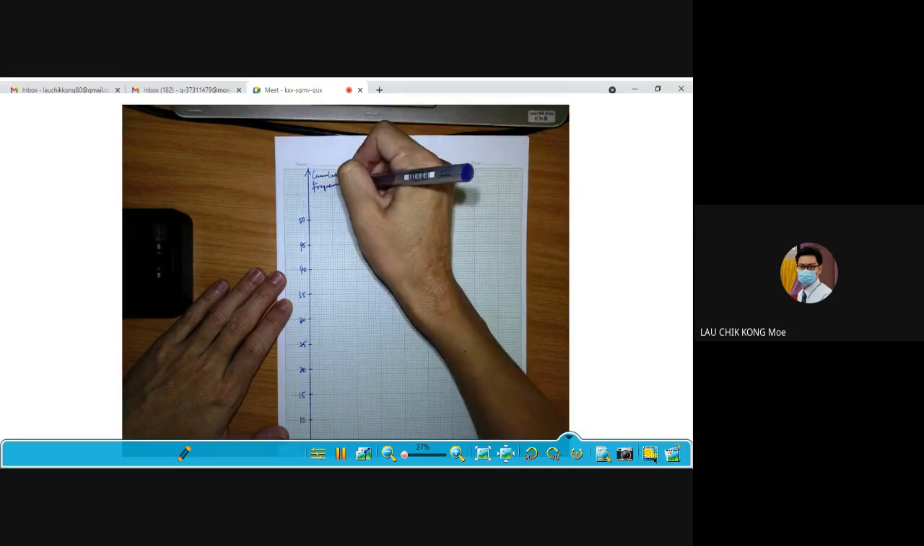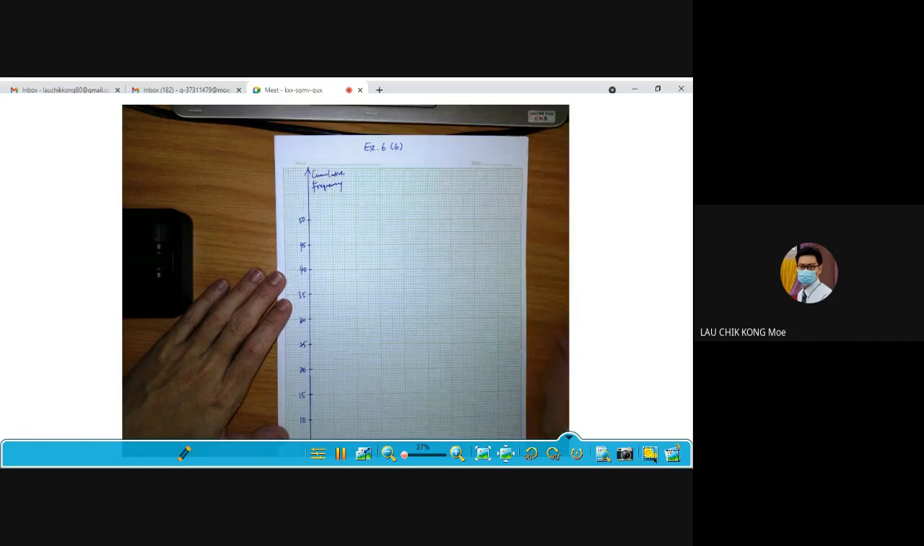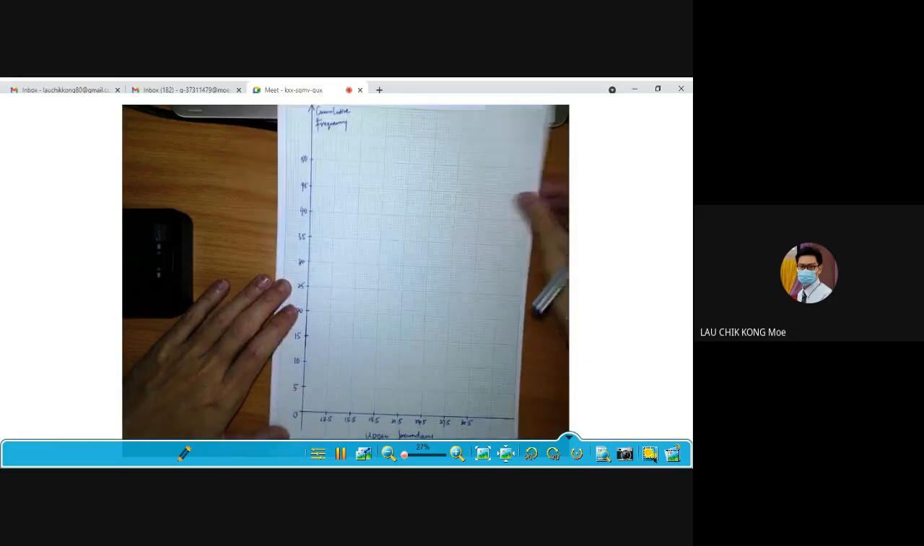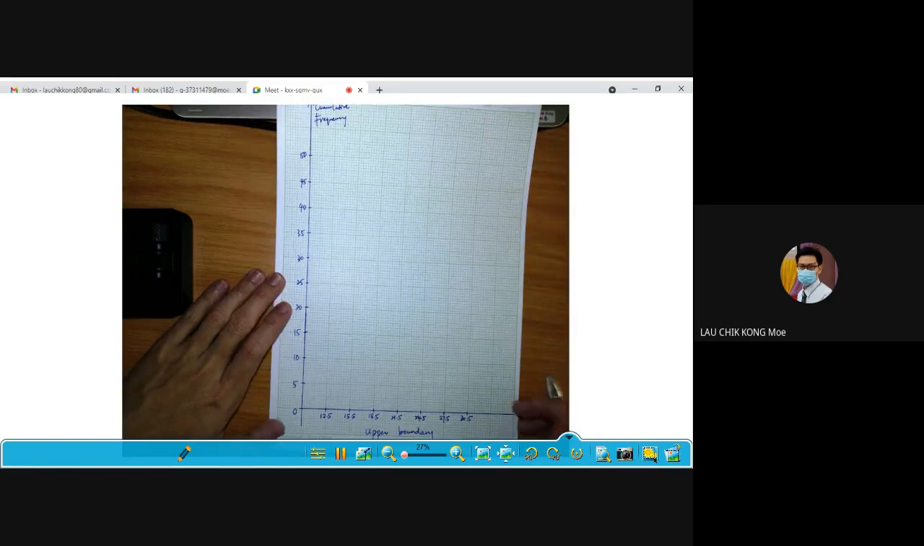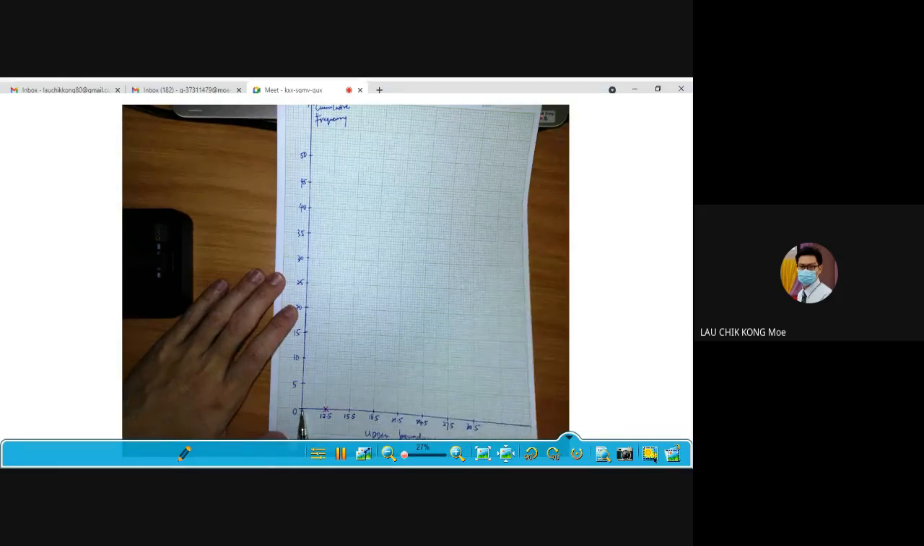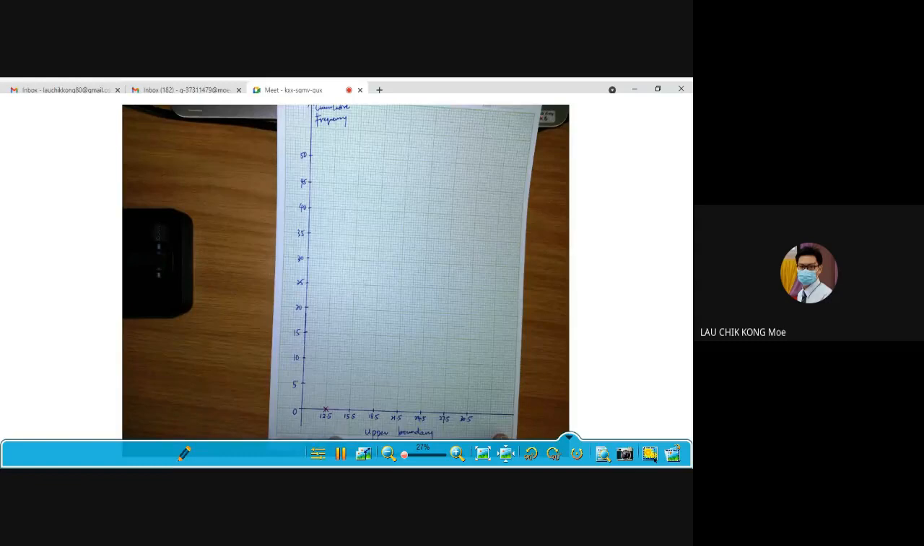Okay, write it tidy. So this is your graph. Now we try to plot the points. The first point is (12.5, 0). That's why I said that you can start from the edge here directly, or you leave a gap of one. After 0 is 8.